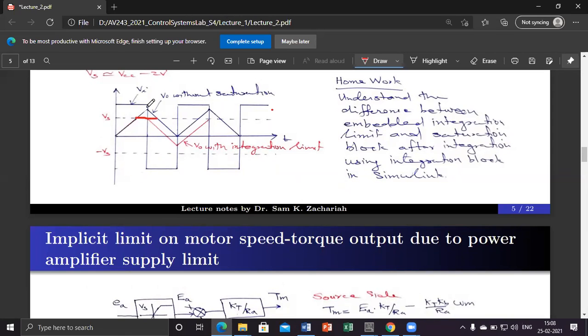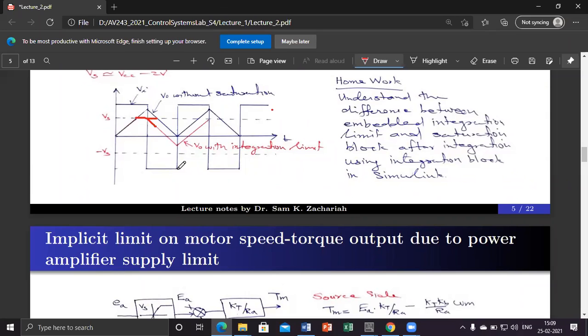And even when the input reverses its polarity, the output continues to remain there, because the output will start dropping only when the ideal integrator output itself goes below the saturation level. But in the actual limited integrator, the inbuilt limit integrator case, the integrator output starts dropping the moment the input reverses polarity. So in that sense, which is better?